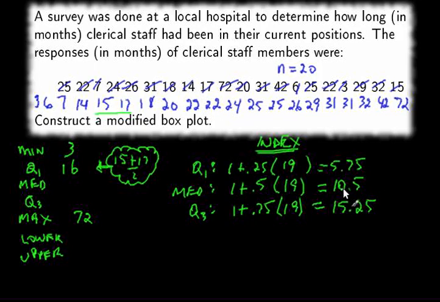The median is the average of the 10th and the 11th because our index is 10.5. The average of those two is 23. And then Q3, we look at the 15th and the 16th. So the average of those, average of 29 and 31, is 30. And again, this is 29 plus 31 over 2. We're taking an average.